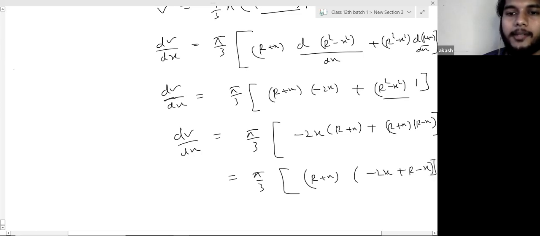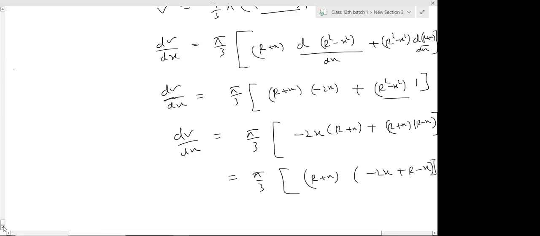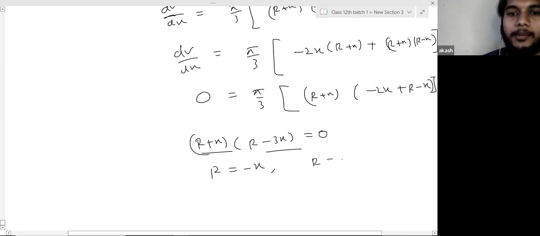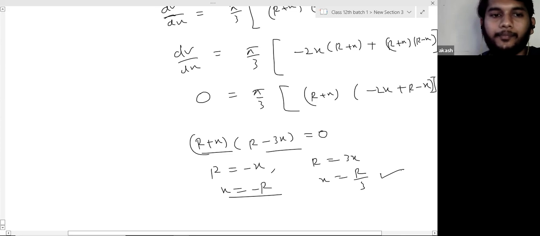Right, Krishna? This is clear. Yes, sir. Now we have to put this equal to 0. So pi by 3 we can throw out. Finally we get (r plus x)(r minus 3x) equals 0. From this equation we get r equals minus x, and from this we get r equals 3x. So x equals r by 3 and x equals minus r. We have to disregard this, since x cannot be negative. So we take x equals r by 3. This thing is clear? Yes, sir.